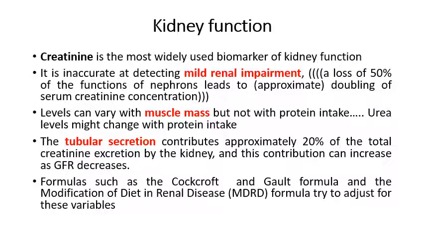So creatinine is the most widely used biomarker of kidney function. It is inaccurate at detecting mild renal impairment, because a loss of 50% of nephron function leads to only a doubling of serum creatinine concentration. Levels can vary with muscle mass but not with protein intake. Urea levels may change with protein intake. Why is creatinine superior compared with the other parameters to estimate kidney function? They are talking about all these things.